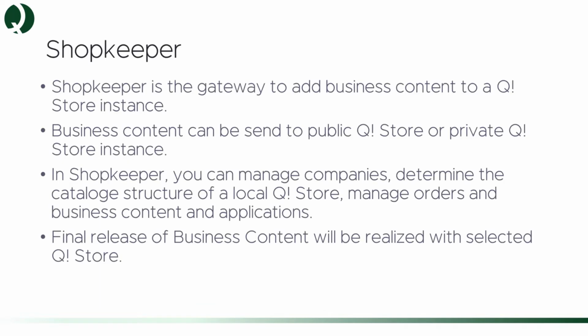After the creation of the business content, the package was sent to the connected Shopkeeper application for validation reasons. The Shopkeeper application is the gateway to add business content to a Q-store instance. There can be one Q-store and several Platform Q instances that are connected with each other. Depending on the decision of an organization, business content can be sent to the public Q-store hosted by the organization Q-nnect or their own private Q-store instance, which can be used as a shared service center. The Shopkeeper application helps you to manage companies, determine the catalog structure of your local Q-store, and manage orders from partners or departments.